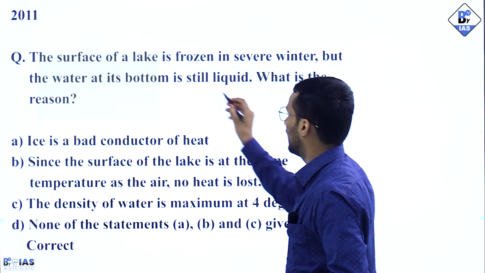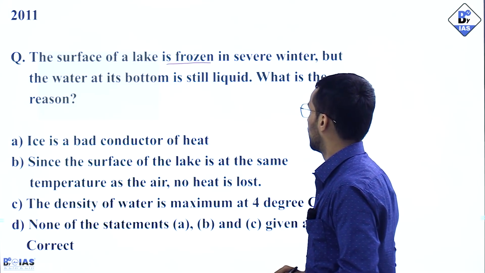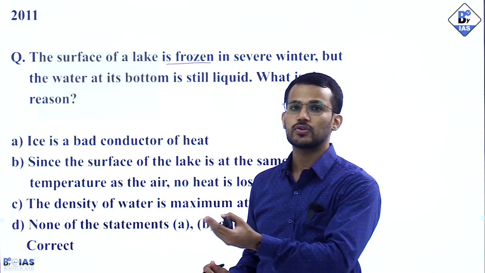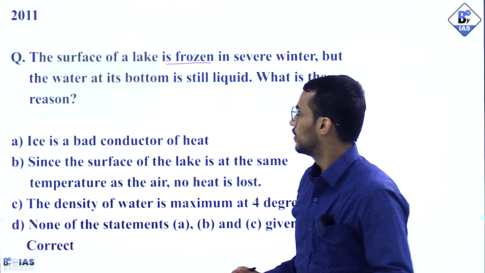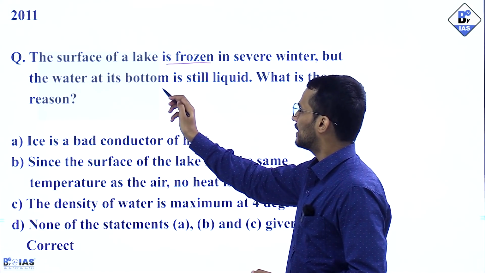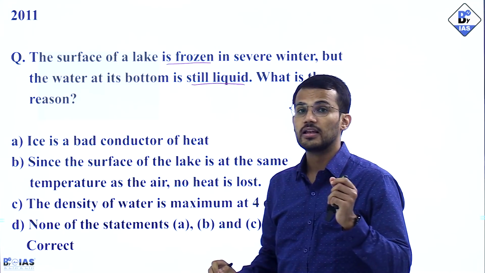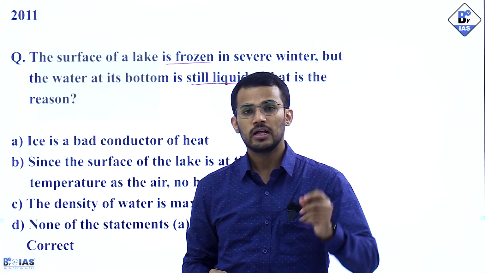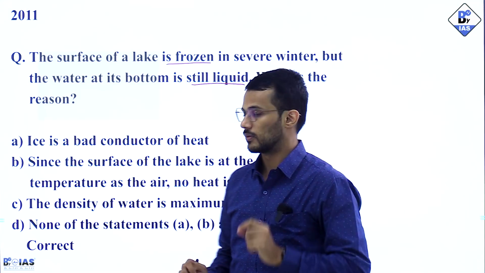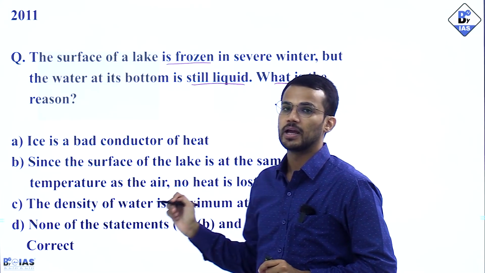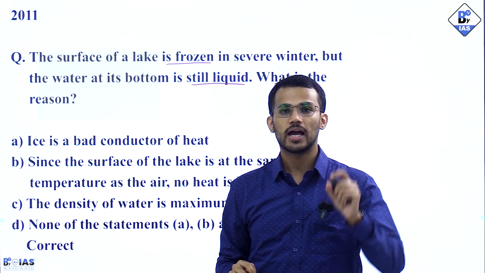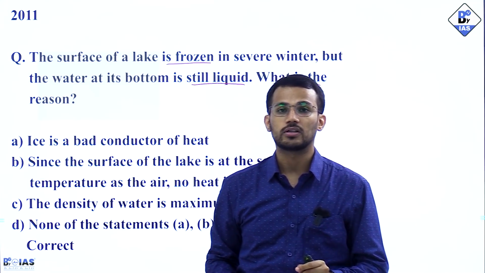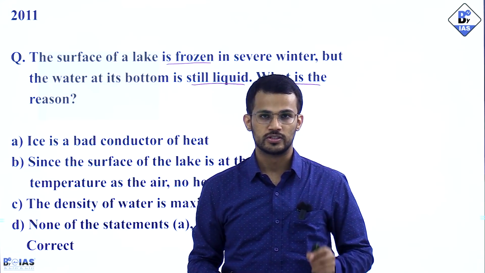The surface of a lake is frozen in severe winter, right? So we know that in severe winter, surface of a lake water body gets frozen. But the water at its bottom is still liquid. Bottom water is still liquid, though the surface water has frozen. What is the reason behind this? Why surface water is frozen and the water at the bottom still remains in the liquid state?